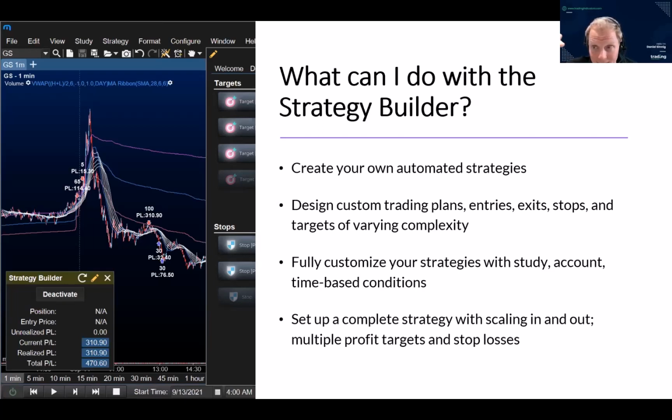You might scale in. As the trade pans out, you want to take some risk off the table and scale out of your position as well. And this can be achieved by defining multiple profit targets and multiple stop losses. All right. So you may think, okay, wow, cool. I can do all this with MotiveWave now.